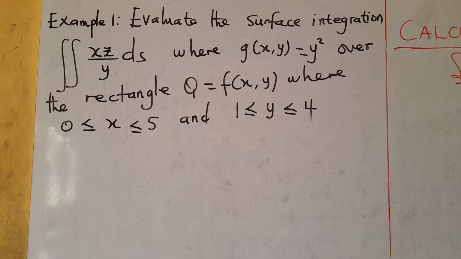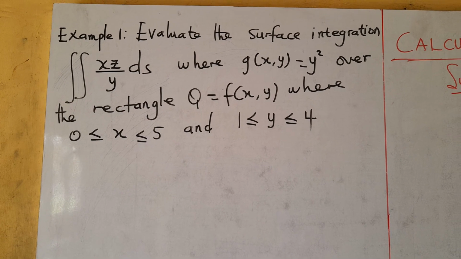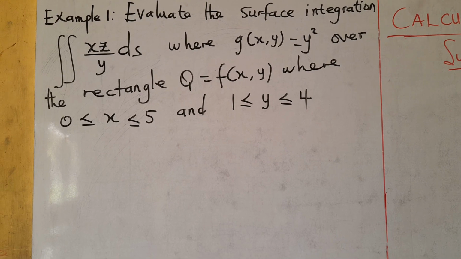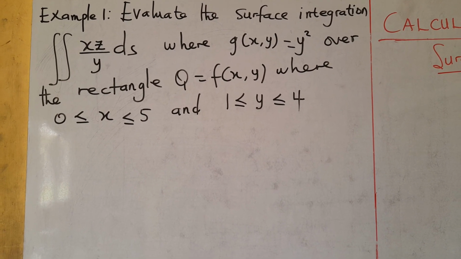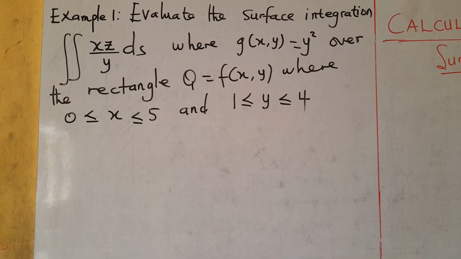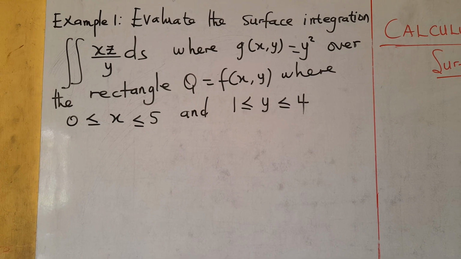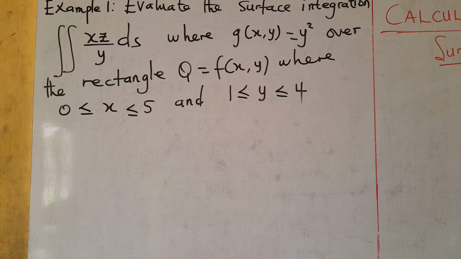So let's look at our first example. They say we should evaluate the surface integral, the double integration of xz over y ds, where g of xy is equal to y squared over the rectangle Q equal to the set of x, y, where x is greater or equal to 0 and less or equal to 5, and y is greater or equal to 1 and less or equal to 4. So how do we solve this?